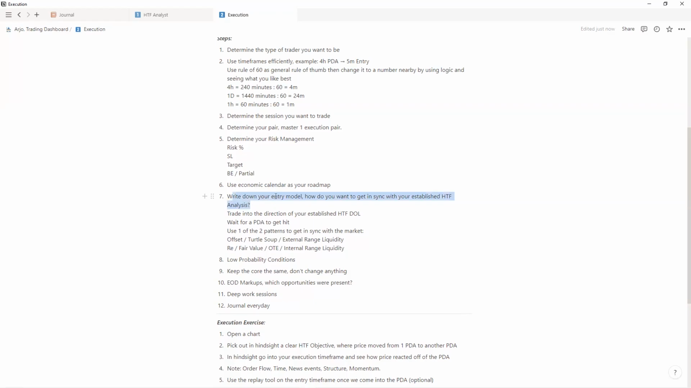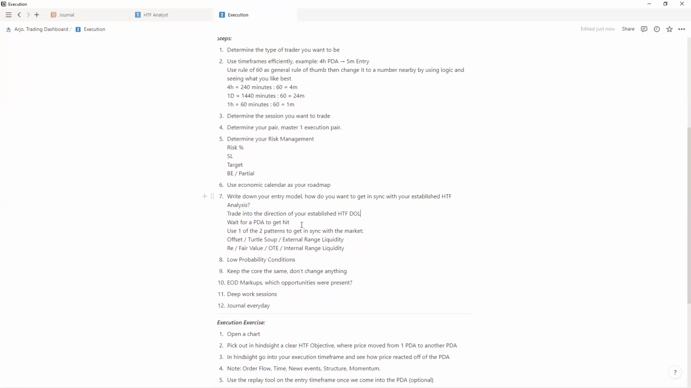Write down your entry model. How do you want to get in sync with your established higher time frame analysis? Trade in the direction of your established higher time frame draw on liquidity. So if you expect the 4-hour candle to be bullish, trade in that direction. Of course, we're not going to only trade in the monthly direction. If we're currently only trading off the daily or the 4-hour, it's best to trade in the direction of the daily and 4-hour. That's what you expect.